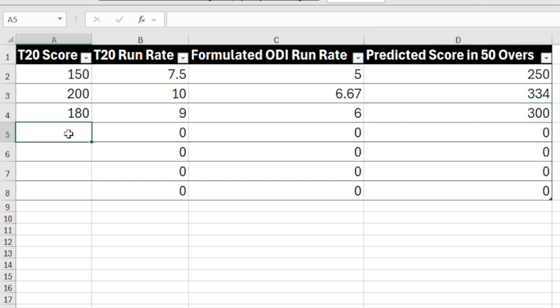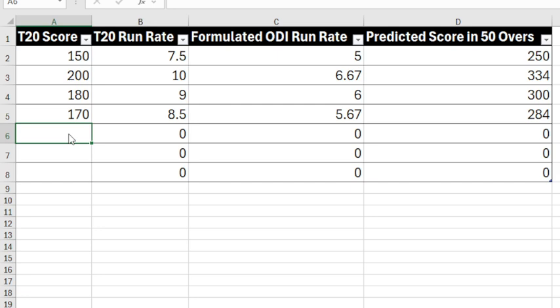And in our example that we had said for the second T20 ODI match between India versus South Africa, we said a par score of around 170 considering the dew factor in Raipur city. So 170 gives a T20 run rate of 8.5, formulated ODI run rate of 5.67, and the final figure that we got in this match is 284. So now you know the reason why we said the par score is 284 and we have rounded up to 285.